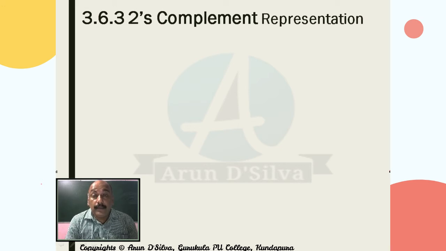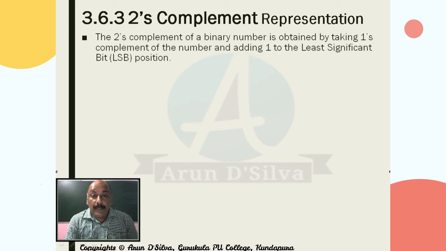Going for another method, the third method is 2's complement representation. Now what is its specialty? We will see. The 2's complement of a binary number is obtained by taking the 1's complement of the given number and adding 1 to the least significant bit, that is LSB. If you add 1, then that binary number is in 2's complement.